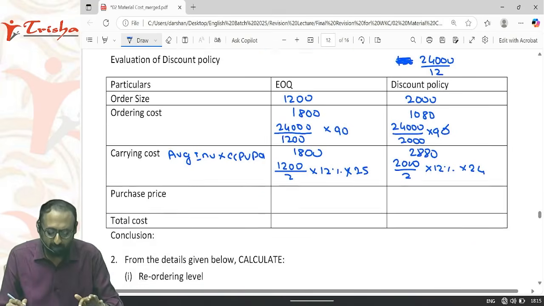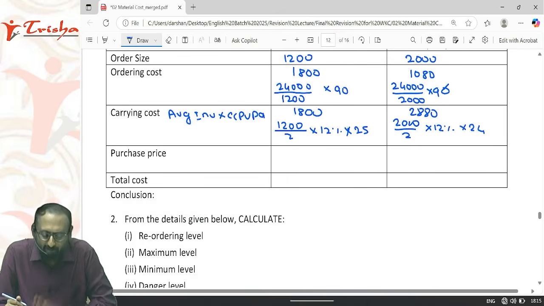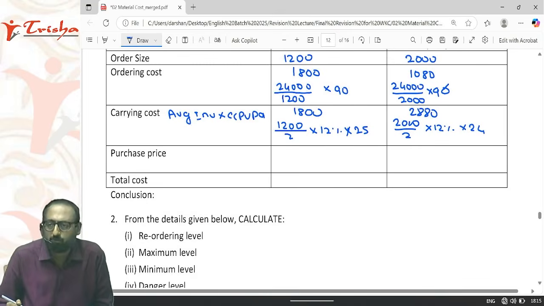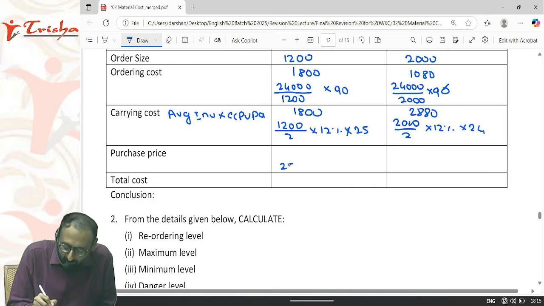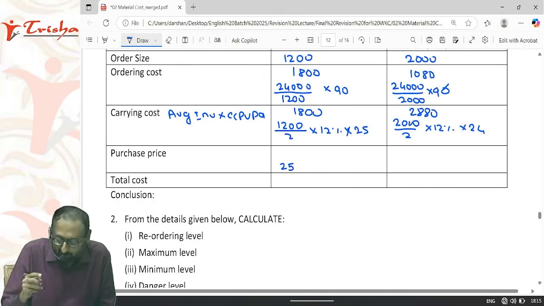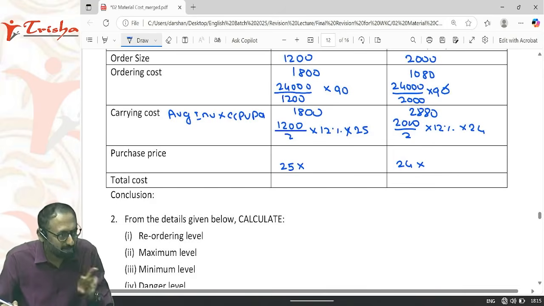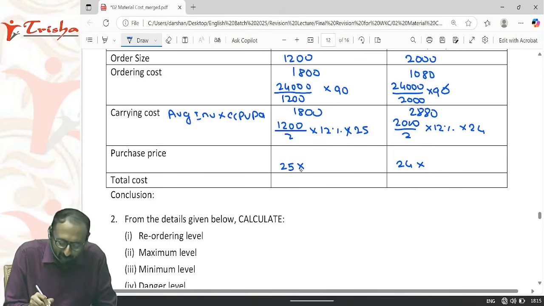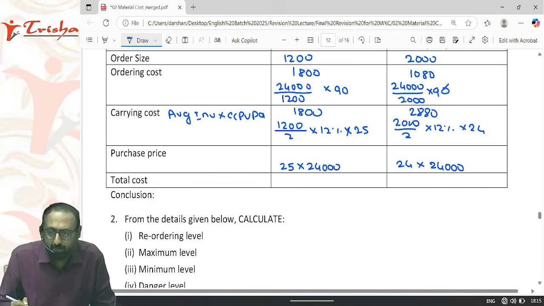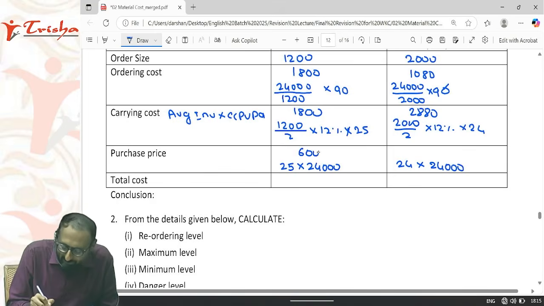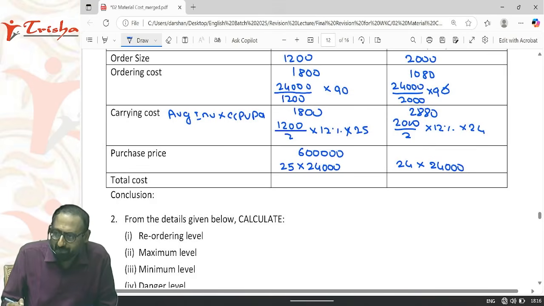Now you tell me how much will be the purchase price applicable here. Show me the calculation. Under EOQ, what will be the purchase price? 25, na sir? And under EOQ 25. Under discount policy, 24. Multiplied by, sir, multiplied by what? Order size or annual requirement? Always multiplied by annual requirement. Sir, how much is your annual requirement? 24,000. Second column also 24,000. Sir, please tell me what will be your answer? Exactly 6 lakhs. In the next column, what will be the answer, Sirji? 5,76,000. 24 into 24,000 is 576. Correct, na Sirji?